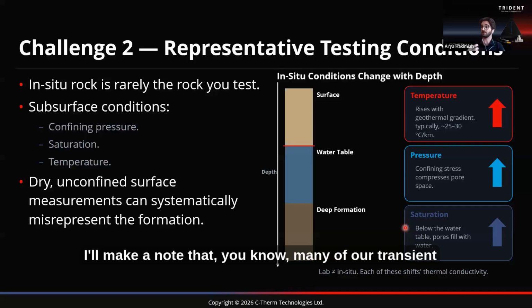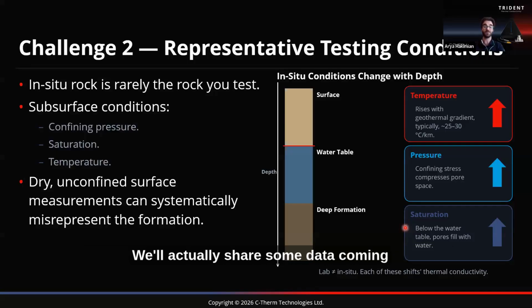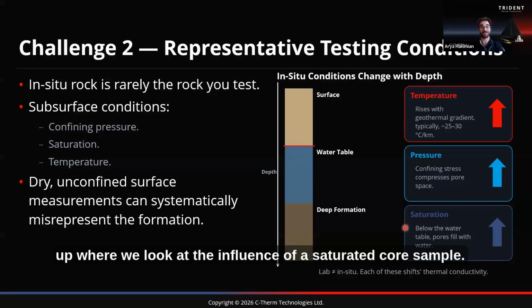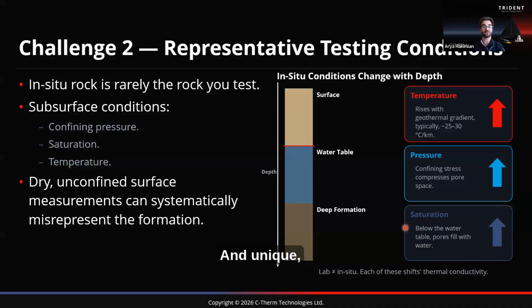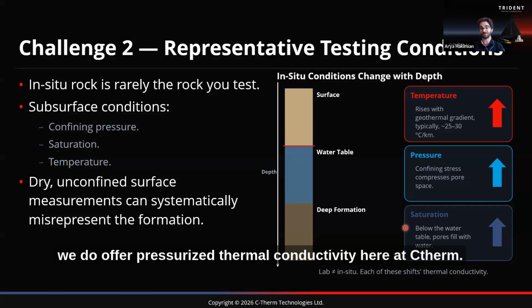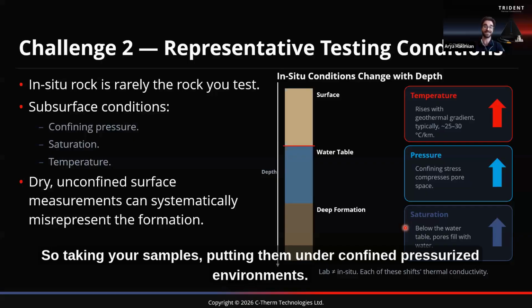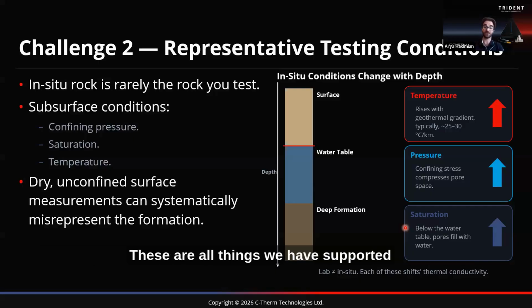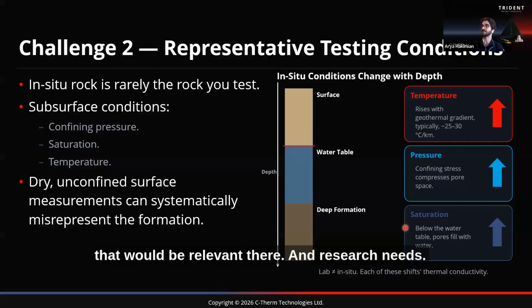I'll make a note that many of our transient solutions have testing across a broad temperature range. We'll actually share some data coming up where we look at the influence of a saturated core sample. And uniquely, we do offer pressurized thermal conductivity here at C-Therm. So taking your samples, putting them under confined, pressurized environments. These are all things we have supported in the past and would be happy to discuss if that would be relevant to your research needs.